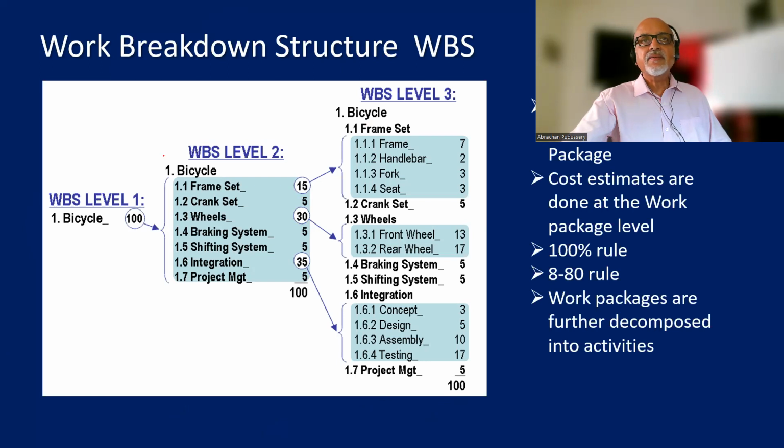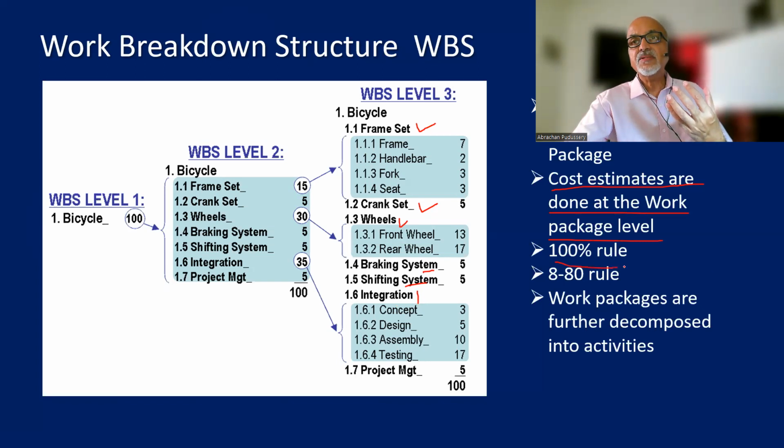In this sample WBS from that cycle case, cost estimates are done at a work package level. The lowest level in a WBS is the work package. So in this case, the frame set is a work package, crank set is a work package, wheels are work packages, braking system is a work package, shifting system is a work package, and integration of all these components into one and testing them, that is also a work package.